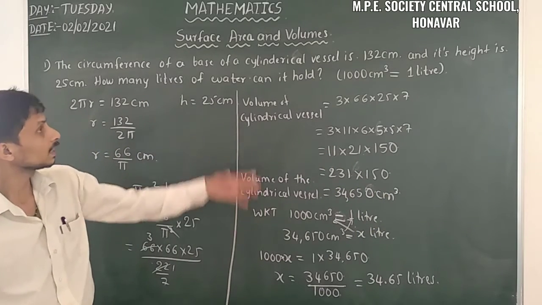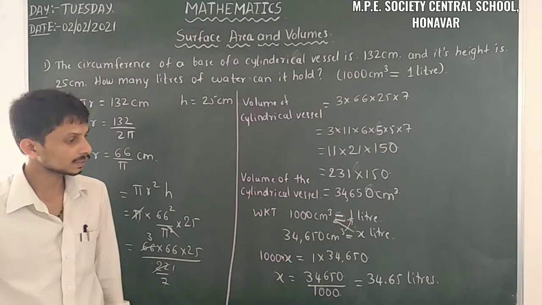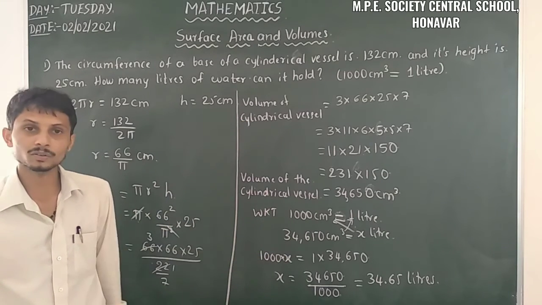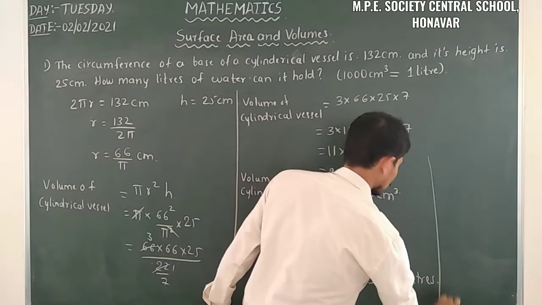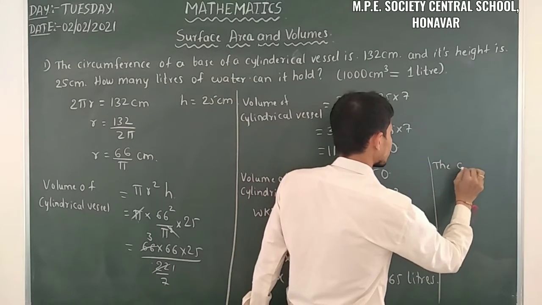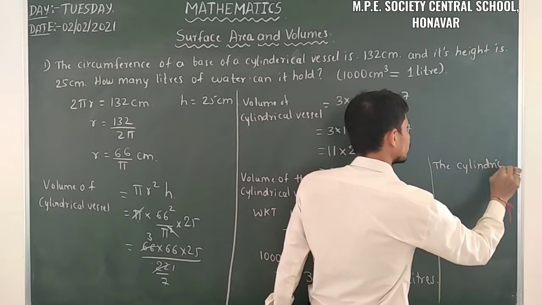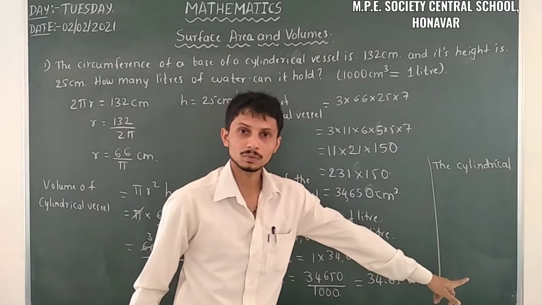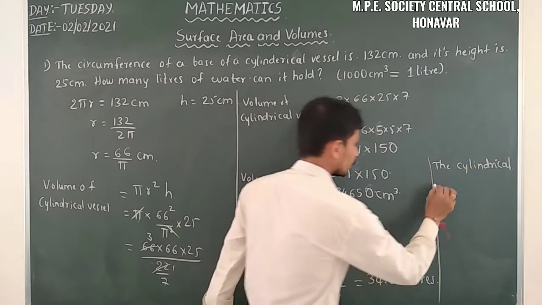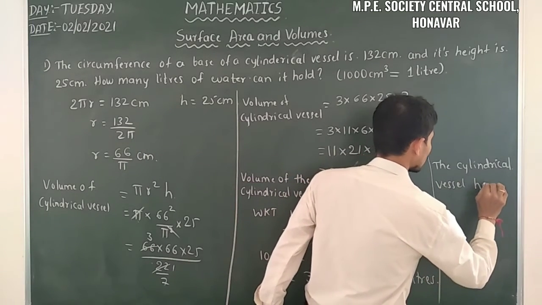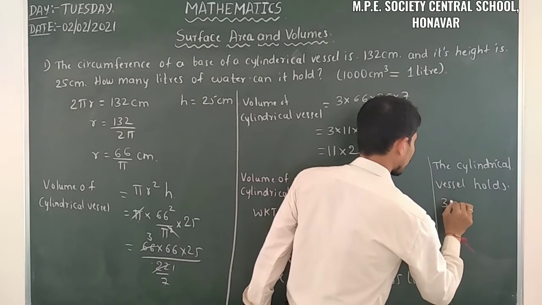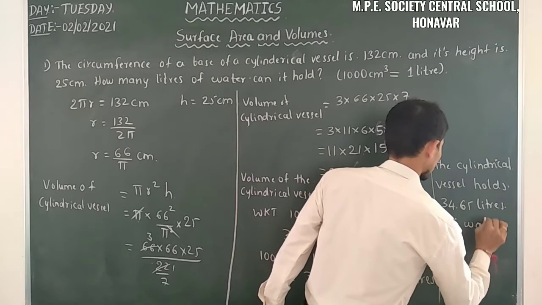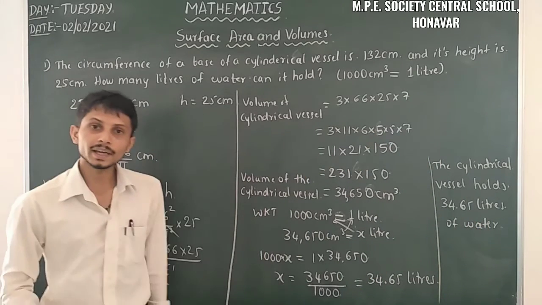So how many liters of water can it hold? That is 34.65 liters of water the cylindrical vessel holds. Finally you have to write at the end, because of lack of space here, that's why I am writing here, you have to write in one line: the cylindrical vessel holds 34.65 liters of water. Yes, this is the end of the solution.